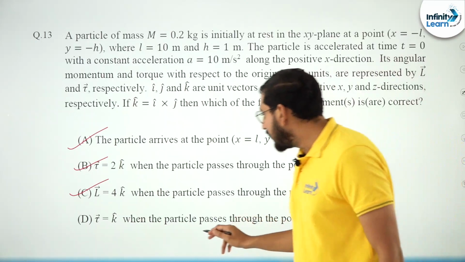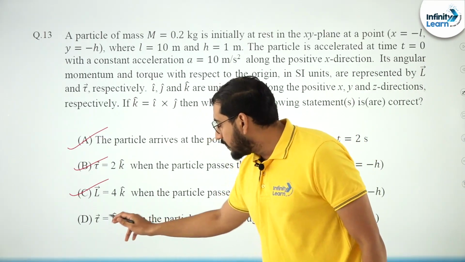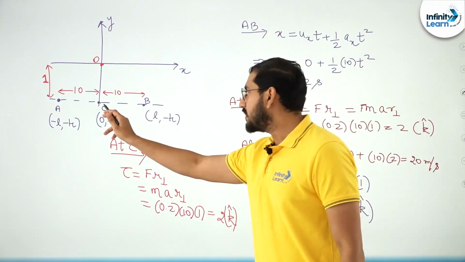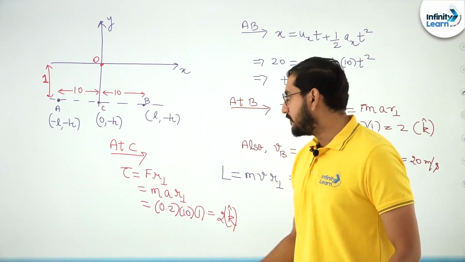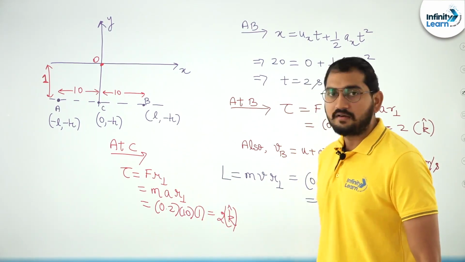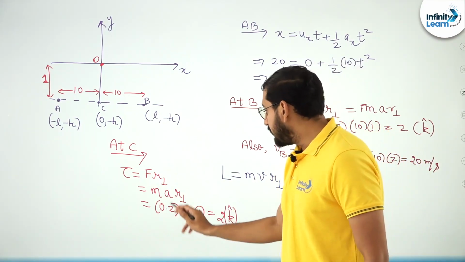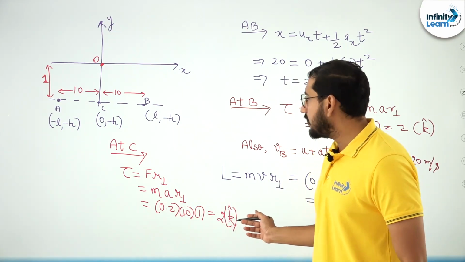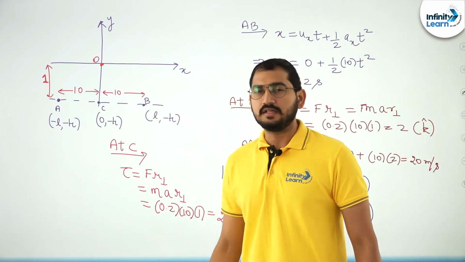Now in the final option, the question is saying that when the particle passes through this coordinate, at that moment what is the value of torque, whether it is K cap or something else. Let's look at the drawing. At point C, we need to find out the value of the torque. If I again use the formula F into R perpendicular and plug in all the values, I'm getting the torque as 2 K cap even at this point C, right?